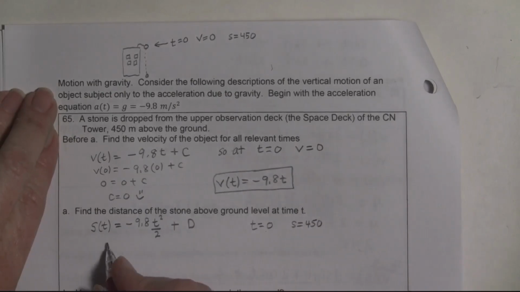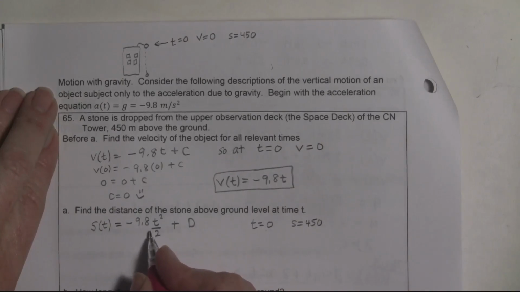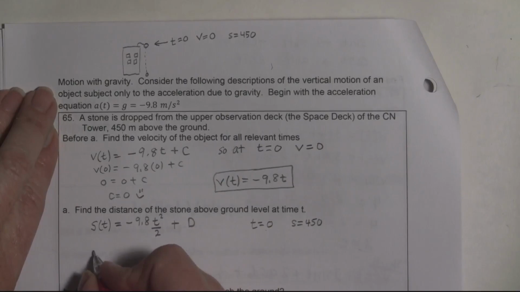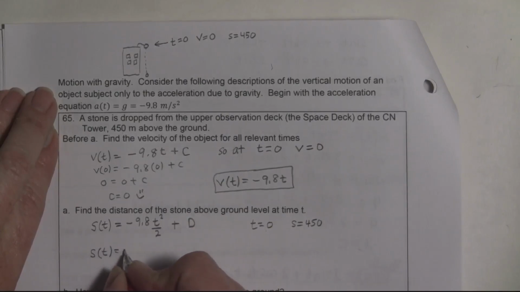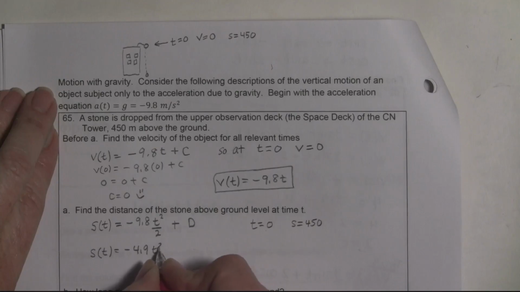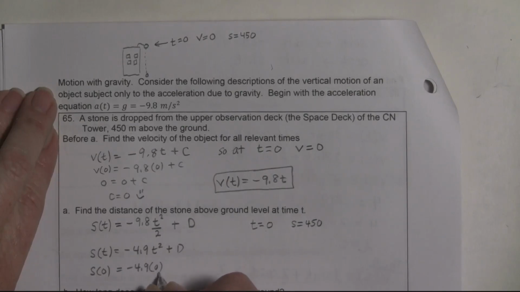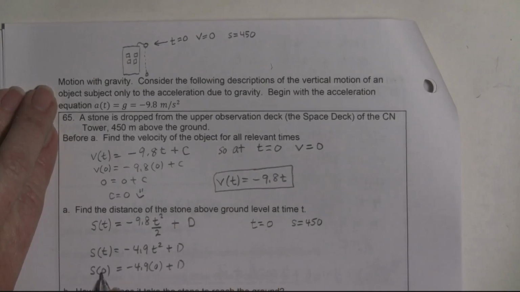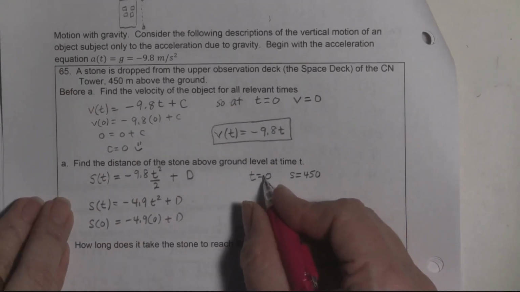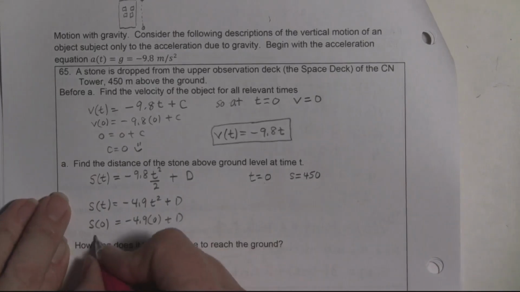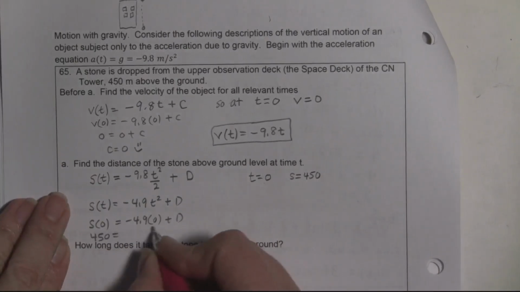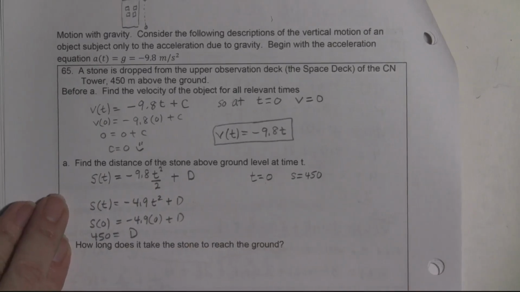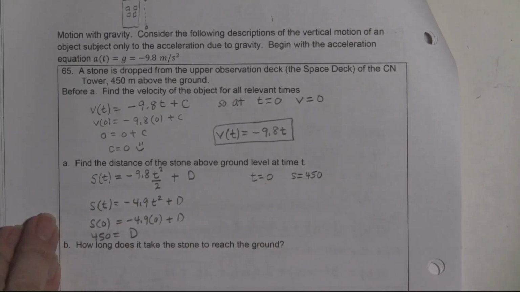So when you plug in here, I guess I could have divided that first. 9.8 divided by 2 is 4.9. And so this is s at t equals negative 4.9 t squared plus d. And now I'm putting in 0. And so when I put in 0 plus d, now remember what s at 0 was equal to. S at 0, when t is 0, s is equal to 450. So this is 450 equals, that's 0, equals d. So d is 450.